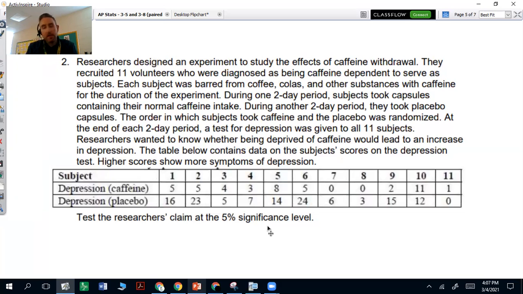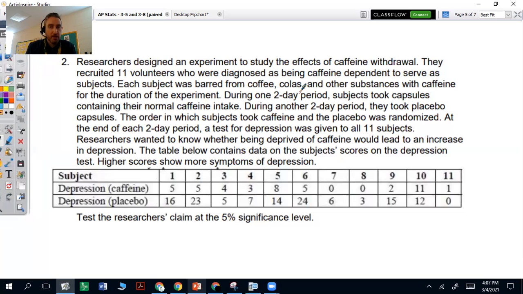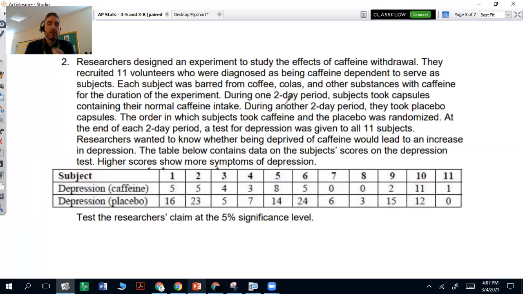Obviously we're in the paired T video. So, we're going to use a T test, but it's important to recognize in this problem, because it's not going to tell you to use a paired T test, that each individual, the effects of the caffeine is going to be different between each individual.